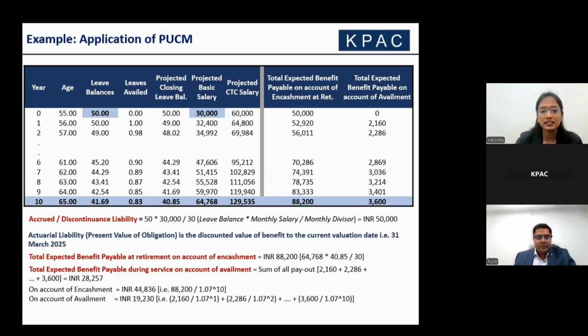Similarly, 28,257 for future availment when discounted has a present value of 19,230 today. And finally, the actuarial liability of 64,066 is the sum of these two discounted values. This is the precise amount that your company must recognize on its balance sheet today. It represents the best estimate of your current financial commitment for this employee's future leave benefits, taking into account all the projections and the time value of money.